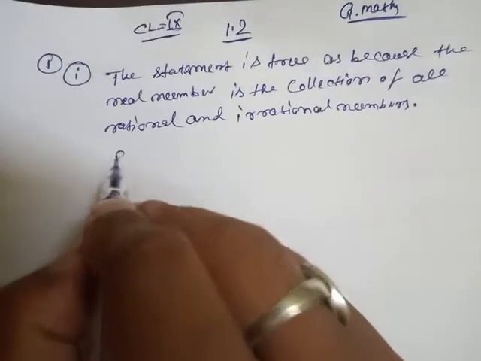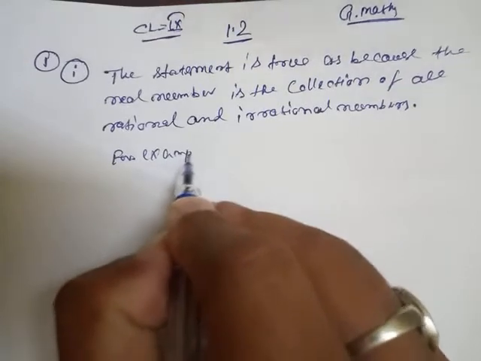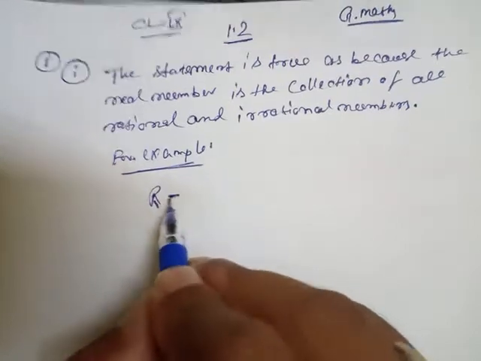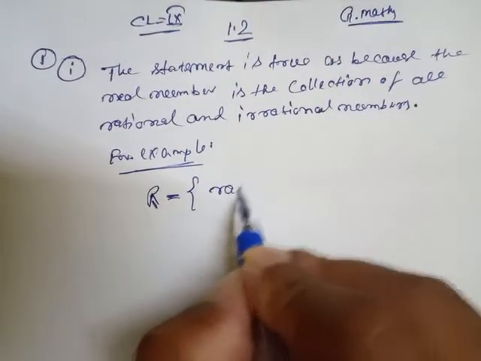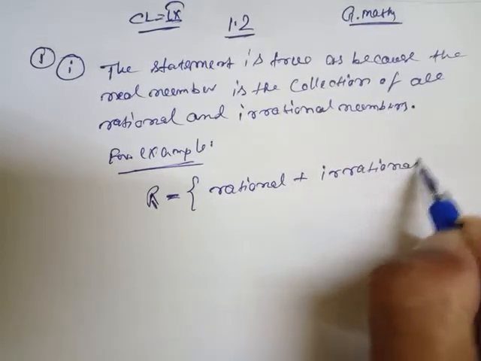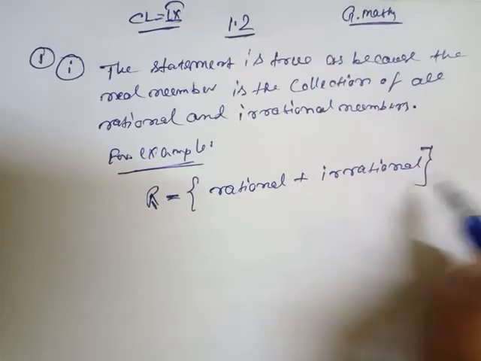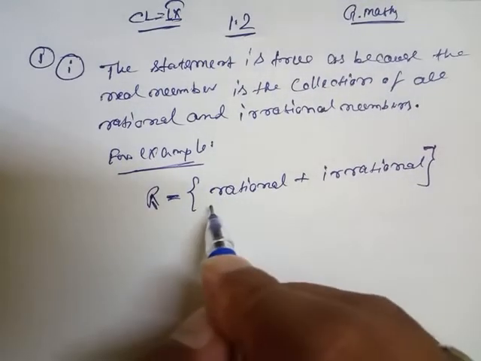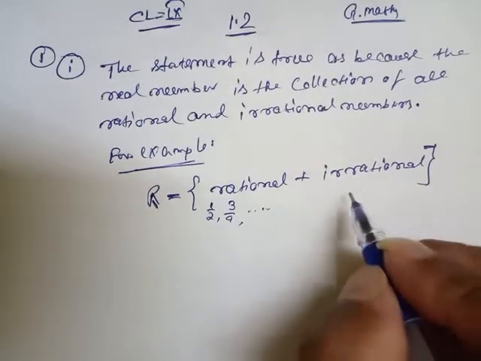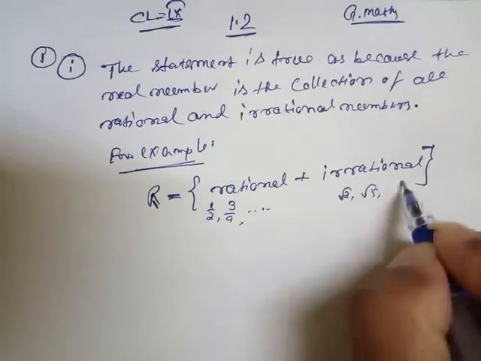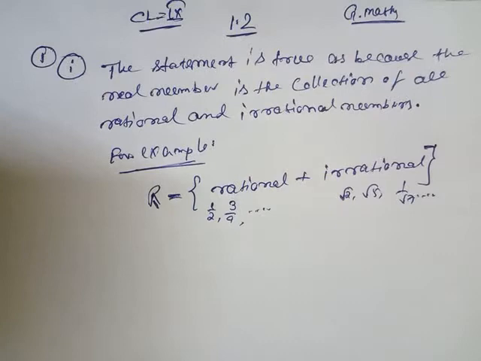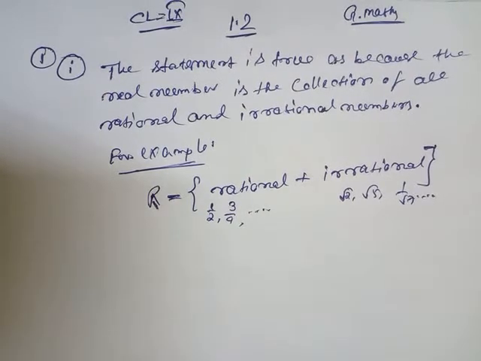For example, R, this is the symbol of the real number set, equals rational plus irrational. Rational means 1 by 2, 3 by 4, and many more, and irrational means root 2, root 5, 1 by root 7, and many more. The dots indicate that there are many. This is the answer to the first question.